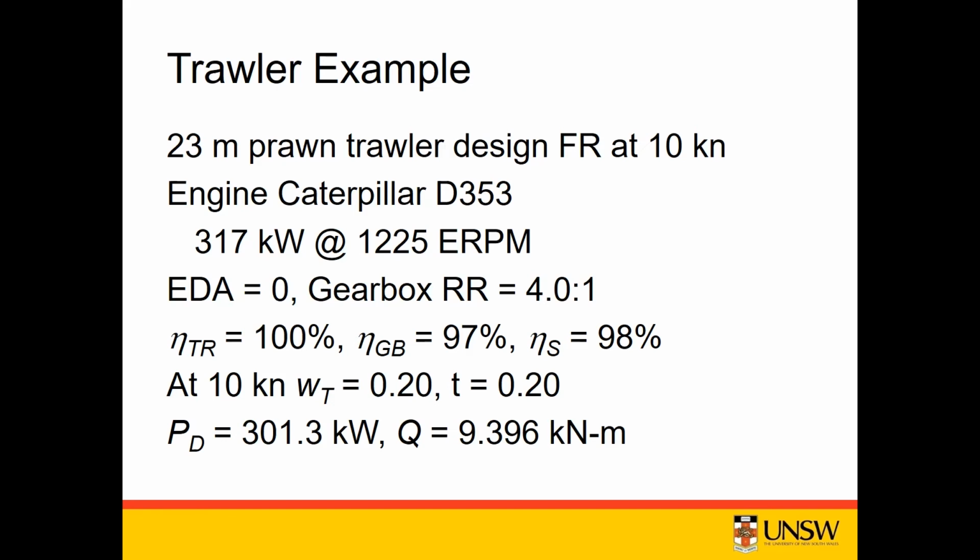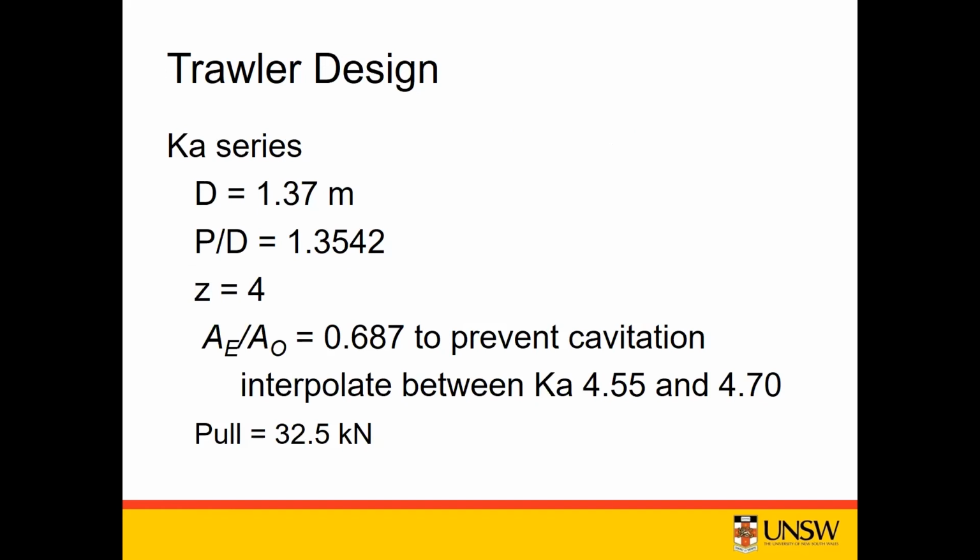At 10 knots, we have a different taylor wake fraction, typically 0.2, and thrust deduction fraction 0.2, giving you a delivered power of 301 and a torque of 9.4 kilonewton meters.